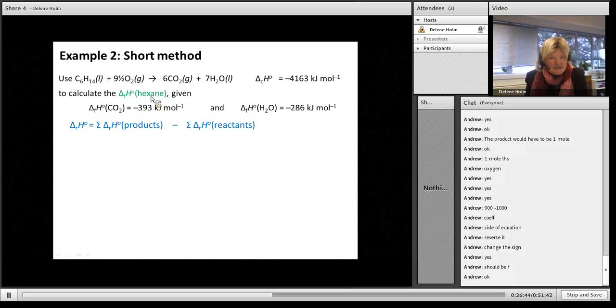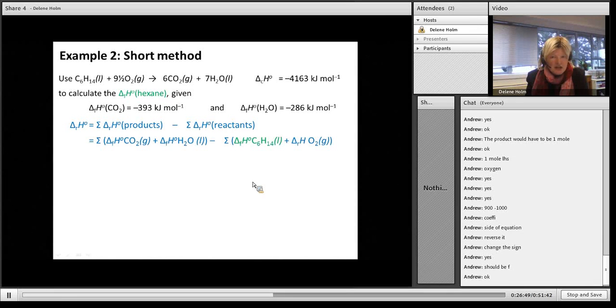So that hexane that we're looking for is going to be in our reactants. It's going to be sitting over here. So I've spelt it out now. Can you see the sum of the products? So it's carbon dioxide and the water, because those are products, and then the formation of our hexane and of our oxygen. Now, if I'm forming oxygen from its standard state, if you had to write out the equation for oxygen, forming oxygen from its standard state, what would it be?